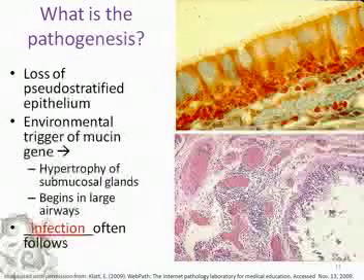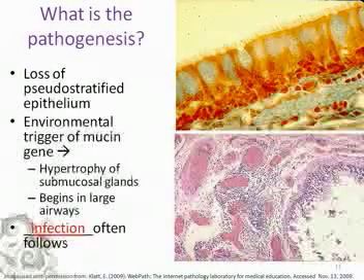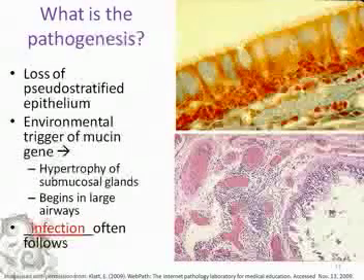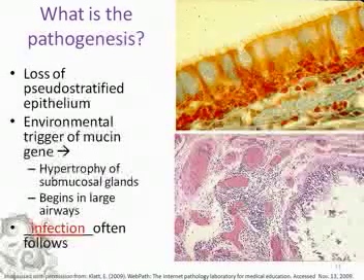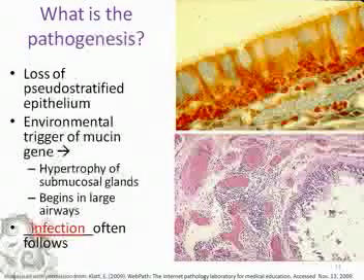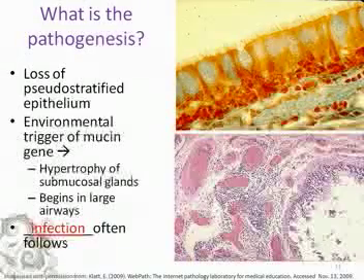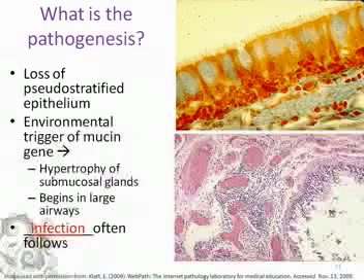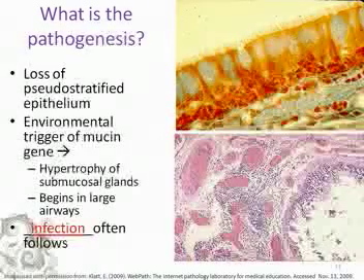If we look at what's going on here, you see hypertrophy or swelling of the submucosal glands, and it typically begins, like we mentioned earlier, in the larger airways, and then it moves down into the smaller airways. Infection often follows in this situation of chronic bronchitis.